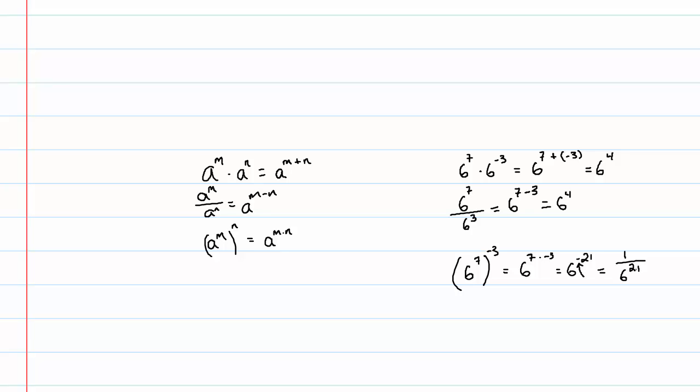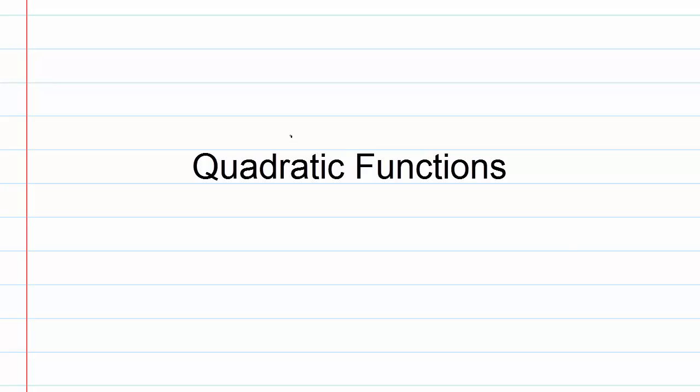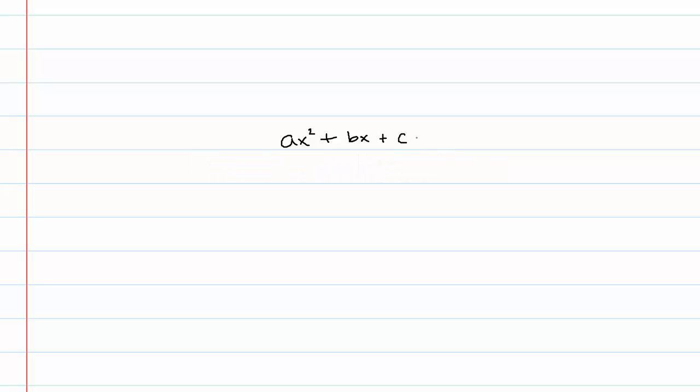That's about it for exponents. Next, we'll be taking a look at quadratic functions. These are in the form of ax squared plus bx plus c equals 0, where a, b, and c are coefficients or numbers, and x is our variable. For now, we'll assume that a is equal to 1.